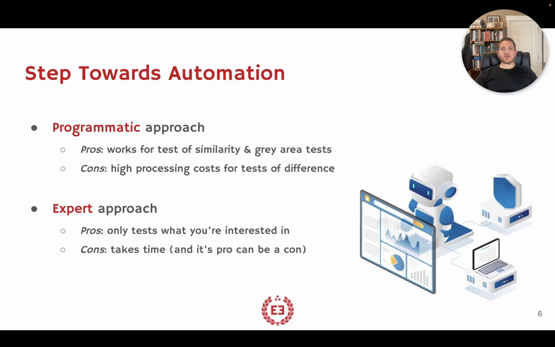The pro of this approach is that you only get what you're interested in. But that's also a con. You only get what you're interested in. There may have been combinations of data that resulted in tests that would have shown you something that you wanted to see, but you didn't think about it.